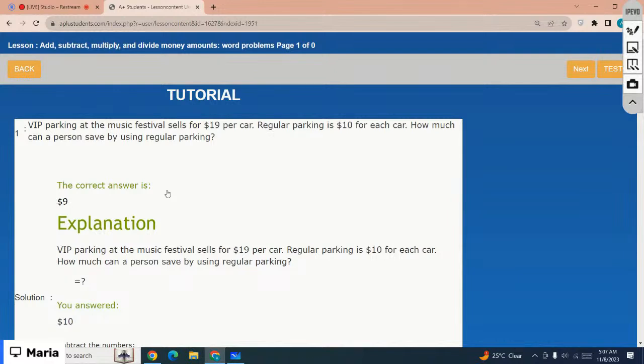Okay, so VIP parking for $19, right? And the regular parking for $10. You need to see how much you save if you do regular parking, right? So $19 minus $10 is $9. If you do regular parking, you will save $9, right?